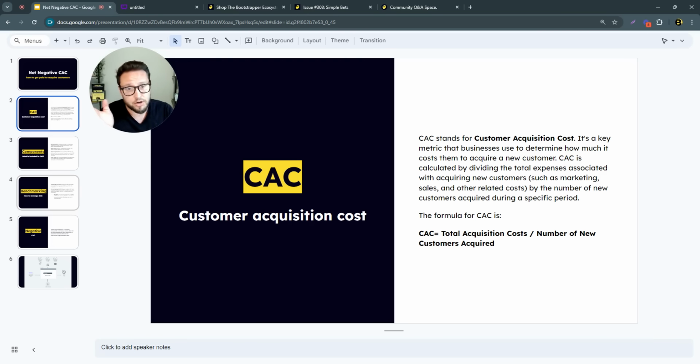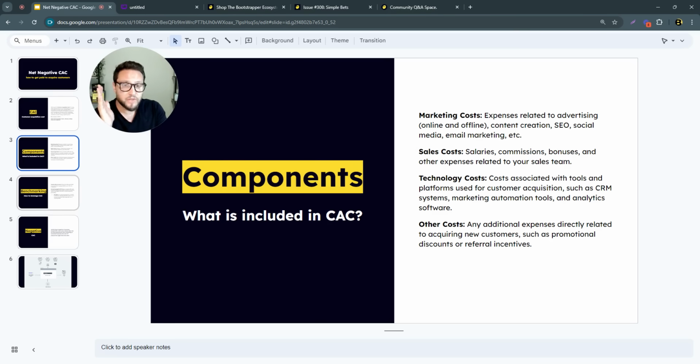Some folks only look at marketing costs, right? Not everybody's going to look at marketing plus sales, and not everybody is going to be looking at the fully loaded budget associated with acquiring customers. So when we're talking about CAC, the components that we like to include are the marketing costs. So any of those expenses related to the ads, to the advertising, both online and offline. Oftentimes we're so consumed with maybe running digital ads at this point that we forget that there's also offline ads.